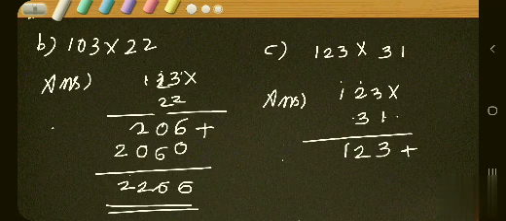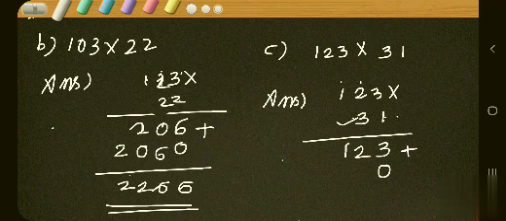Without any further steps, can we start multiplication? No. What is the next step? Surely we have to multiply 123 into 3, that we know. But before we start multiplying, one more step is there. Yes, put 0 down the first number. Very, very important step. If you don't put this 0, the answer will be wrong.